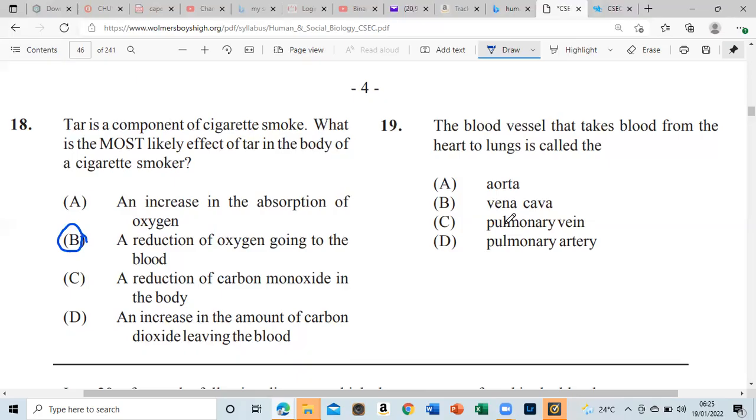Let's move on to 19. The blood vessel that takes blood from the heart to the lungs is called, is it the aorta, the vena cava, the pulmonary vein, or the pulmonary artery? And number 19 is D, the pulmonary artery. All right, let's move on to 20, guys.